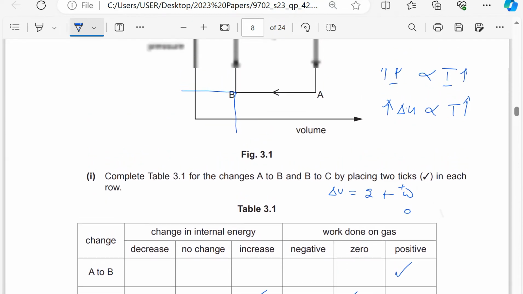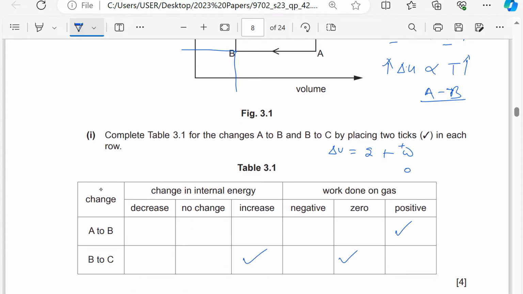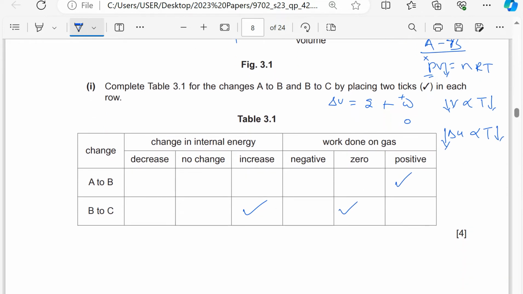Now let's check A to B. I'm going to use the same expression, PV is equal to nRT. A to B, pressure is constant. The volume decreases. At constant pressure, volume is directly proportional to temperature. The volume decreases, the temperature decreases. But remember, change in internal energy is directly proportional to temperature. If temperature has decreased, the change in internal energy has also decreased. So A to B, internal energy has decreased. So those are the 4 marks. And that is all.